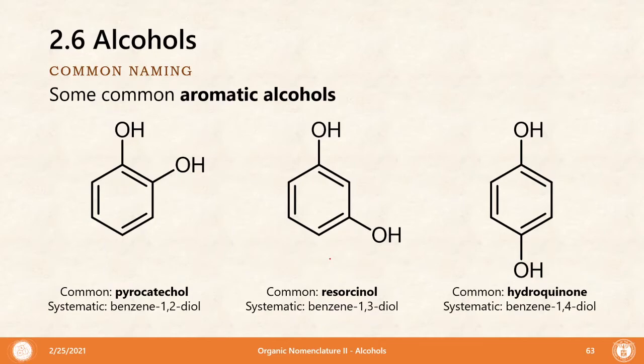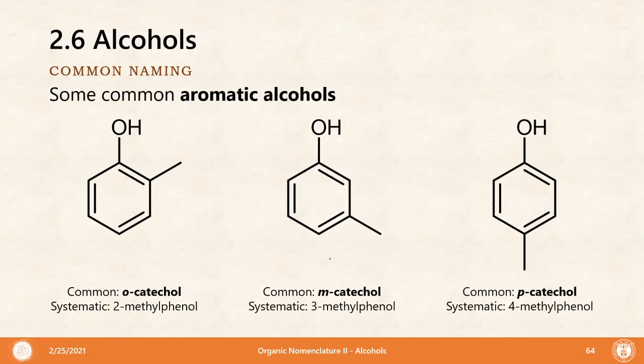Polysubstituted benzene alcohols are also found in the organic chemistry laboratory. Dihydroxybenzenes such as pyrocatechol, resorcinol, and hydroquinone. Here are some of them. As you can see, they differ by the arrangement of the hydroxyl groups, whether ortho, meta, or para.